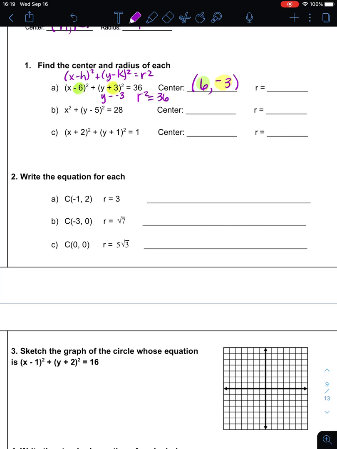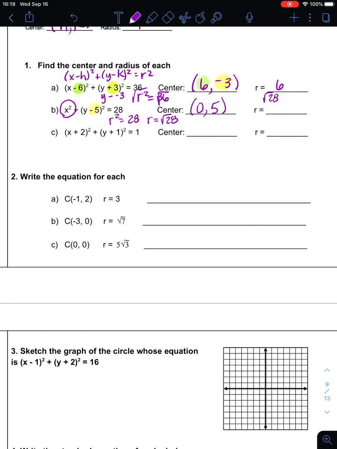So then r squared is 36. If you take the square root of both sides, then r is 6. With this next one, notice that there's no actual h term, and so that's understood to be 0. And then if we go with what we were talking about being opposite, if that is negative 5, then my k would be positive 5. And if r squared is 28, then r is the square root of 28.